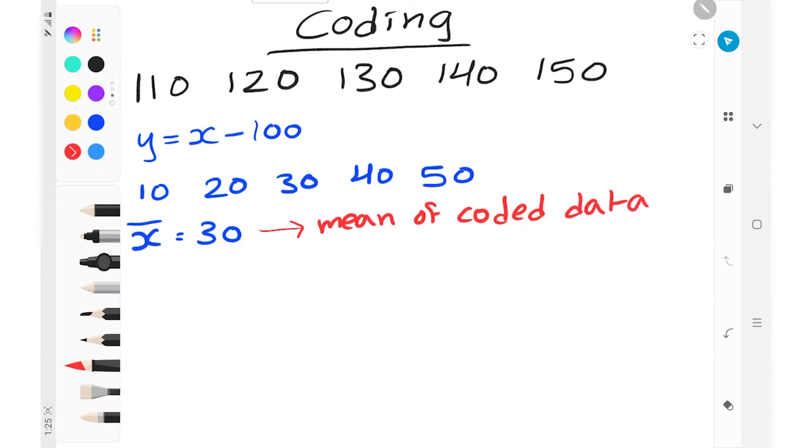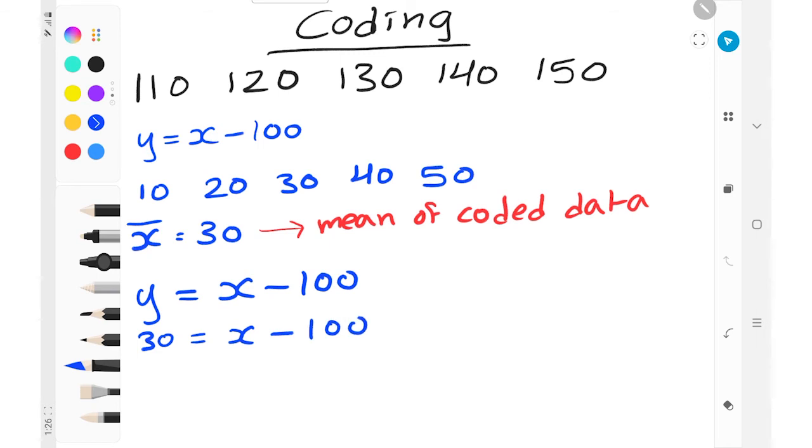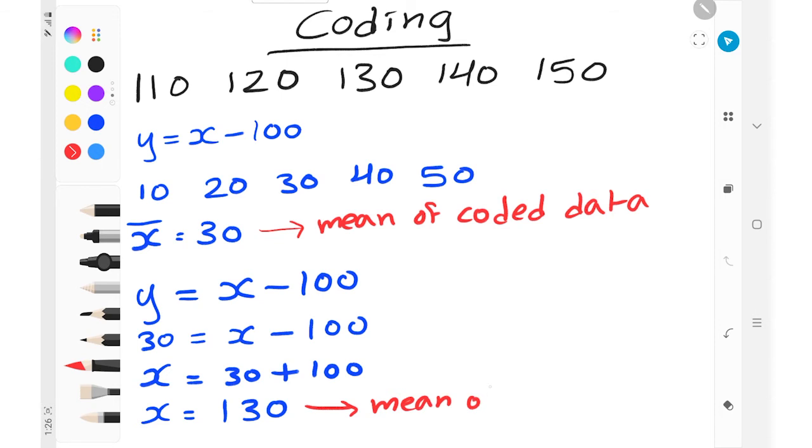Now, if I want to find the mean of my original data, I will find the x from the y. So y equals x minus 100. The y is 30, so 30 equals x minus 100. So x is 30 plus 100, which is 130, and that's what we found earlier. So this is the mean of the original data.